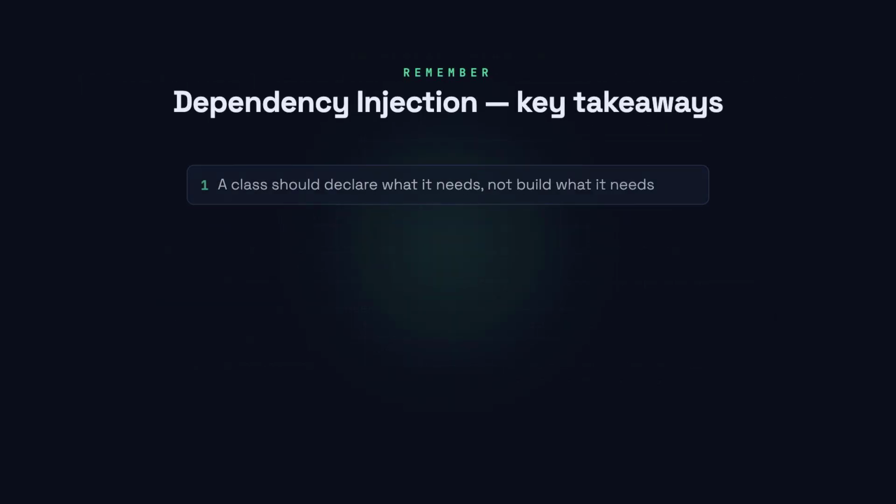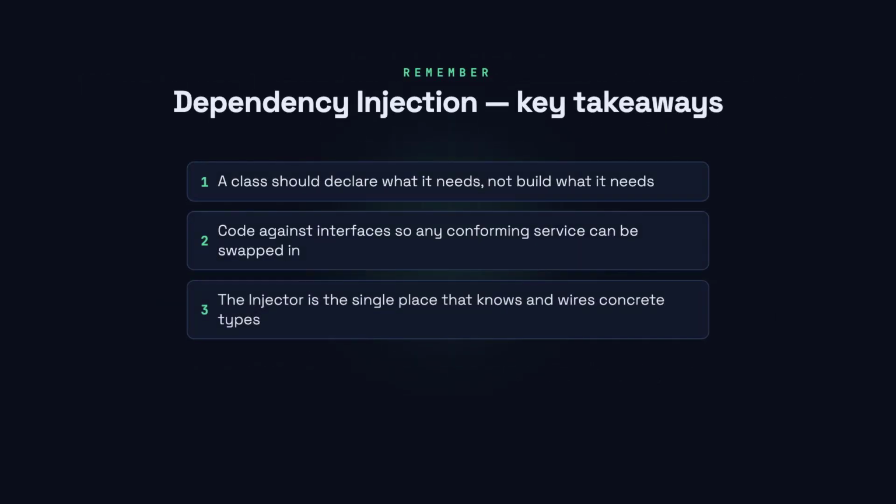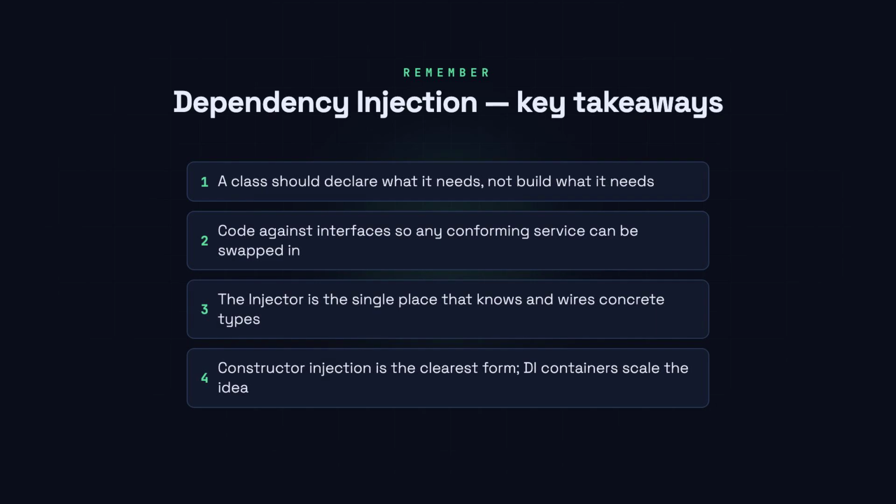To summarize, dependency injection is the practice of supplying a class's dependencies from the outside rather than letting it construct them itself. You code the client against an interface, let an injector handle the wiring, and gain the ability to swap implementations freely, including fast test doubles in your unit tests. Constructor injection is the most common and explicit form, and when your object graph grows large, a DI container automates the whole process for you.